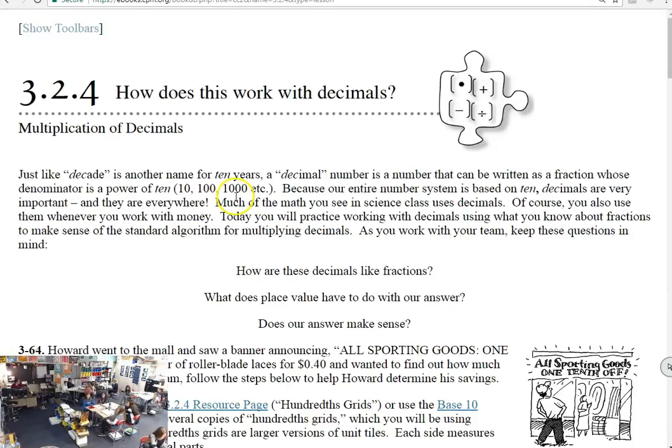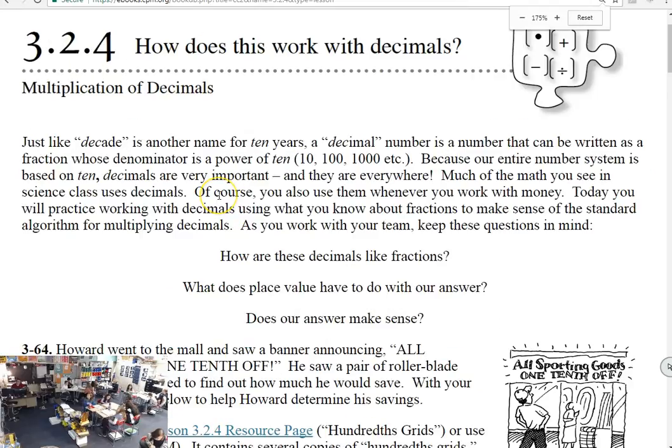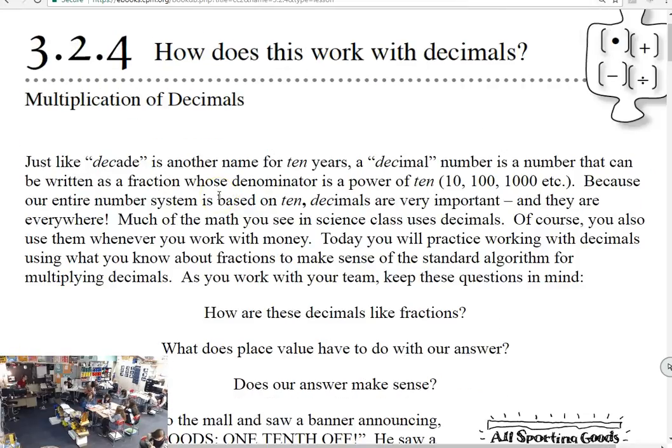Today we are in 3.2.4 talking about multiplication of decimals. So everybody has one of those hundredths grids, right? Yes, we have the resource page. Please get it out. Have it in front of you. We are going to need it. That hundredths grid resource page.